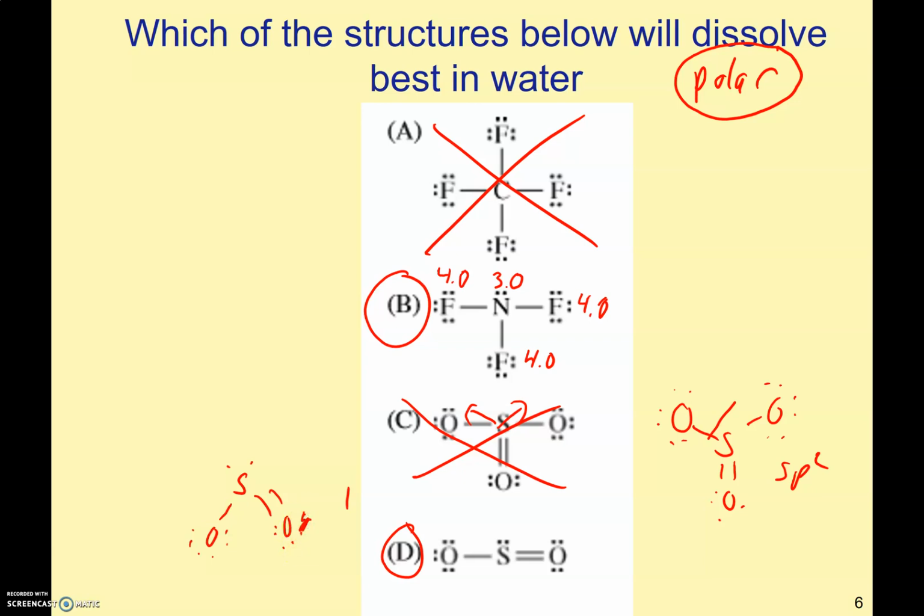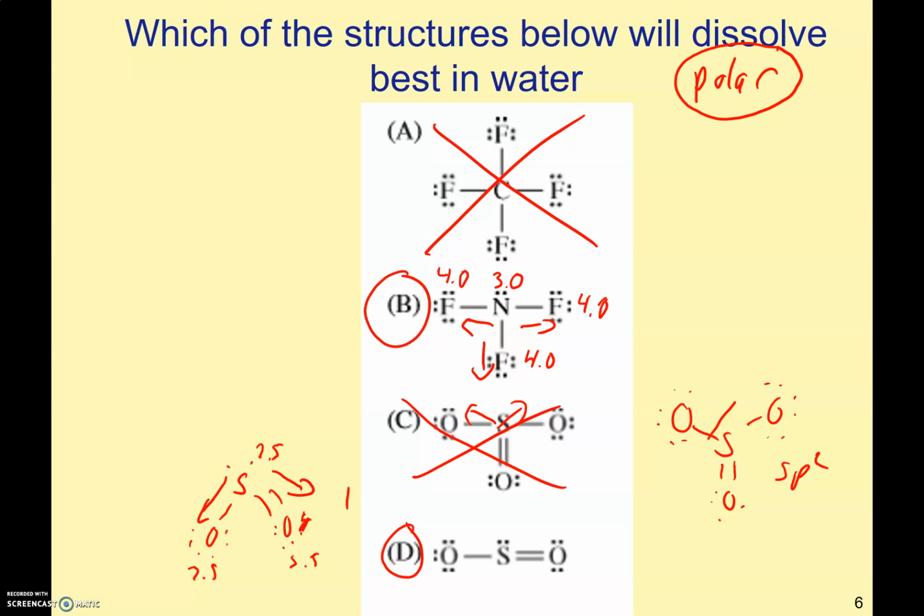Cross that out. And then sulfur is 2.5, and oxygen is 3.5. So actually, these bonds both have the same amount of polarity. So the dipole moments are here and here, and this one has a dipole moment here and here. So it's pretty close about which one would dissolve the best. To be honest, it's pretty close. I don't even know if you can answer this question.